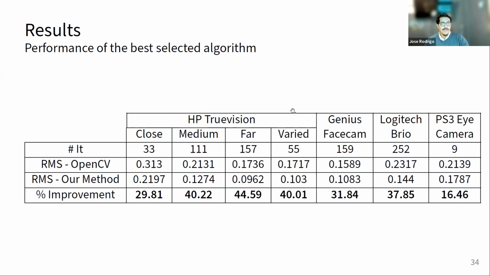About the performance of the best selected algorithm, we used the same 4 cameras and evaluated 4 distances of HP vision. We can see here the number of iterations, the RMS of OpenCV, and the RMS of our method. We can see that the percentage of improvement of our method is pretty high, going from 29.81 to almost 45%.